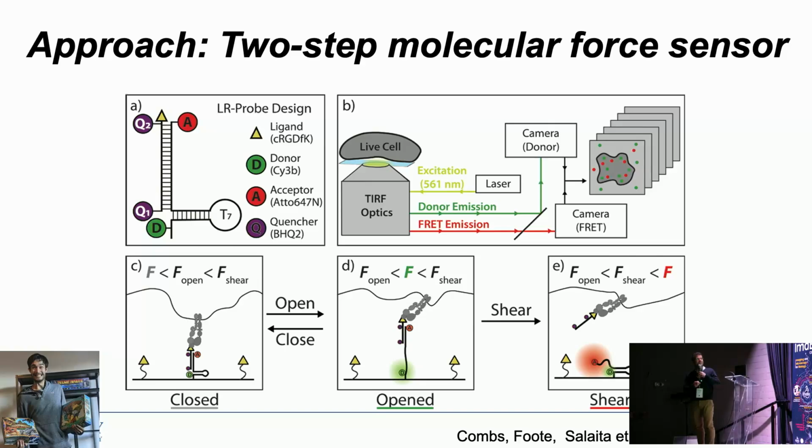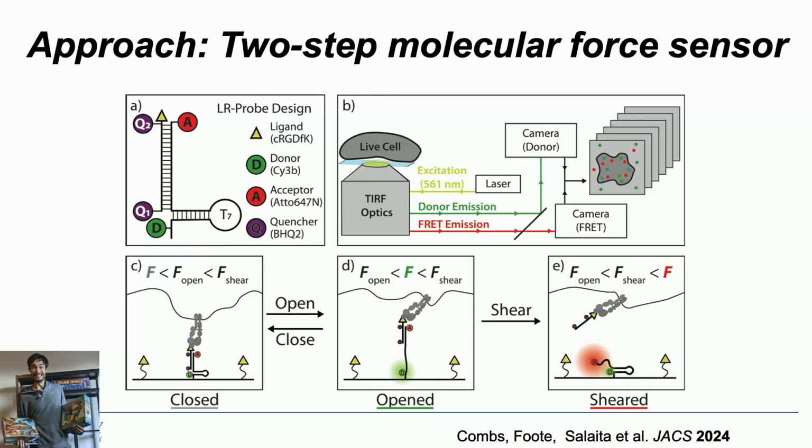And so what we had to do is design a probe that produced two colors at each different force magnitude. And so this is the design. It had an oligo that had two quenchers, a donor, and an acceptor. And the idea is that when it's relaxed, there's no signal. It's quenched.